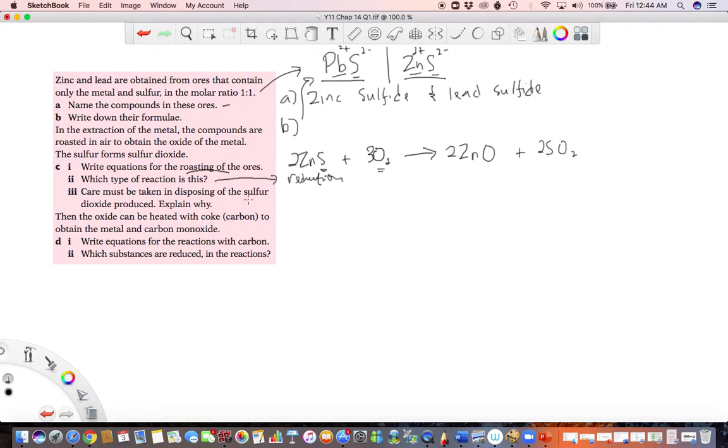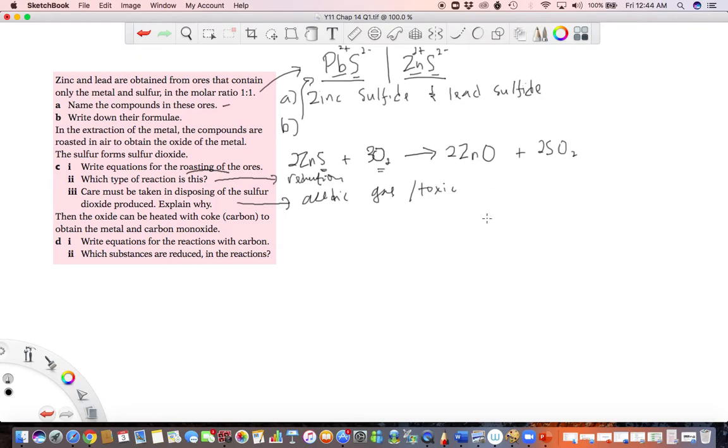Care must be taken in disposing the sulfur dioxide produced. Explain why. Simple. It is an acidic gas. Okay. Can also say toxic. It's toxic for humans and living organisms.